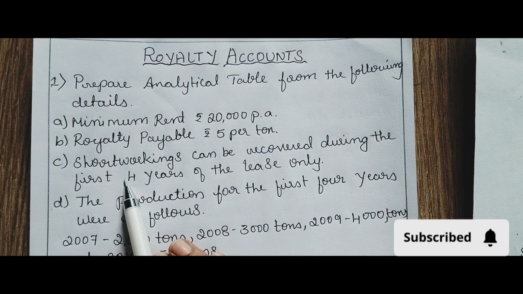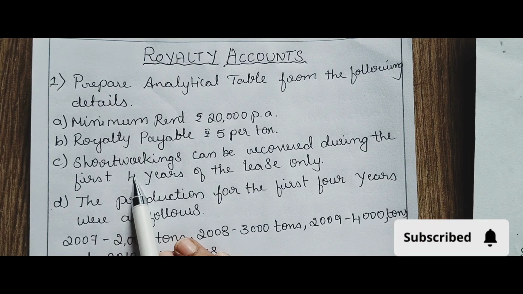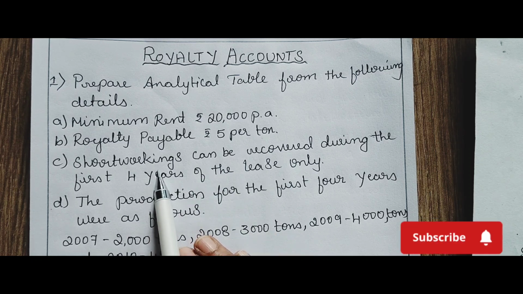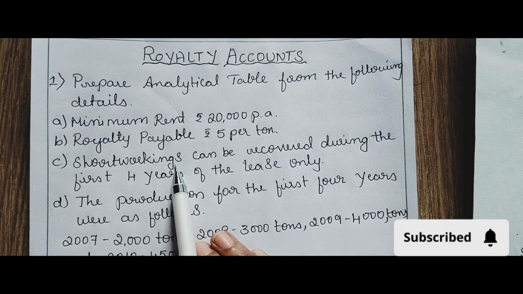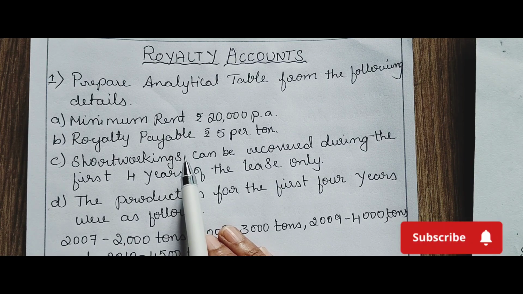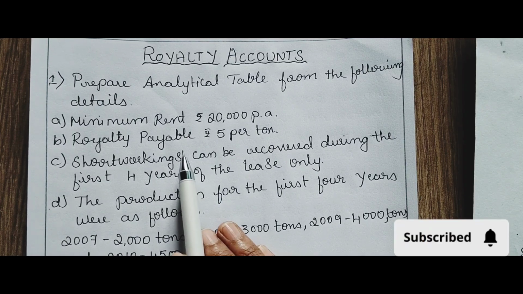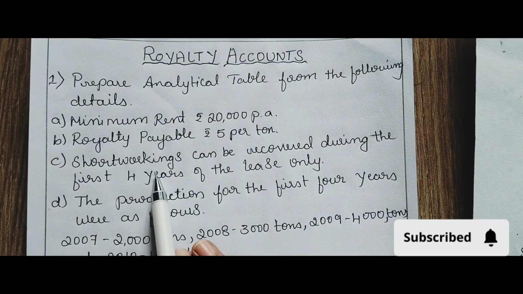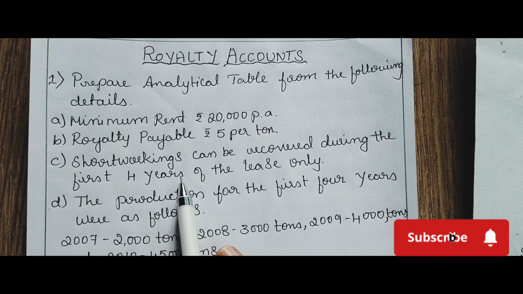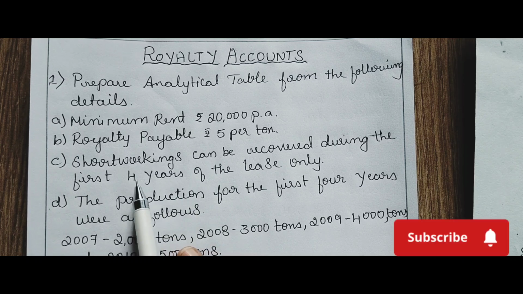When will you call it short working? You call it short working when minimum rent is more than your royalty. Because the lessee has assured you some amount, he pays the minimum rent when he is not able to reach the output. In the initial stages he may not be able to reach the profit which he has assured, so at that time he will pay the minimum rent, a guaranteed amount. So short working occurs during that period, and it can be recovered within a specified period of time. Here the timing is 4 years.